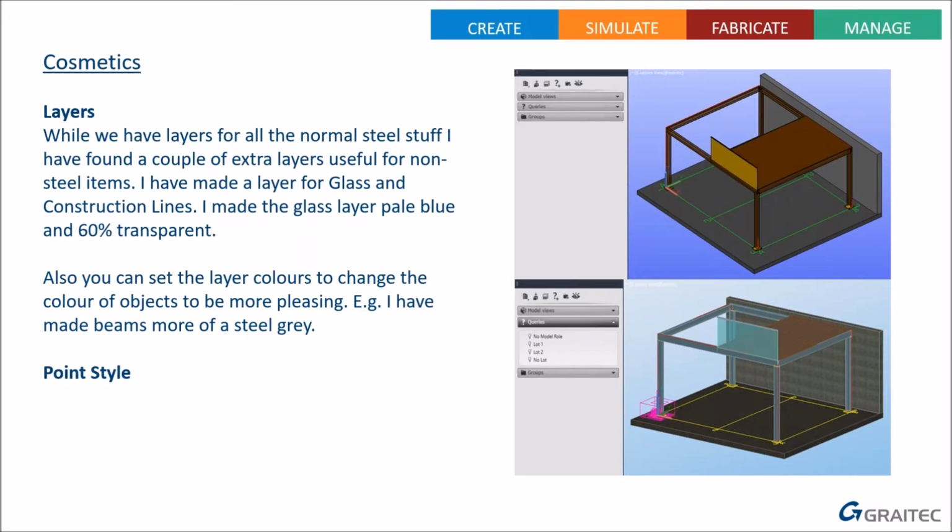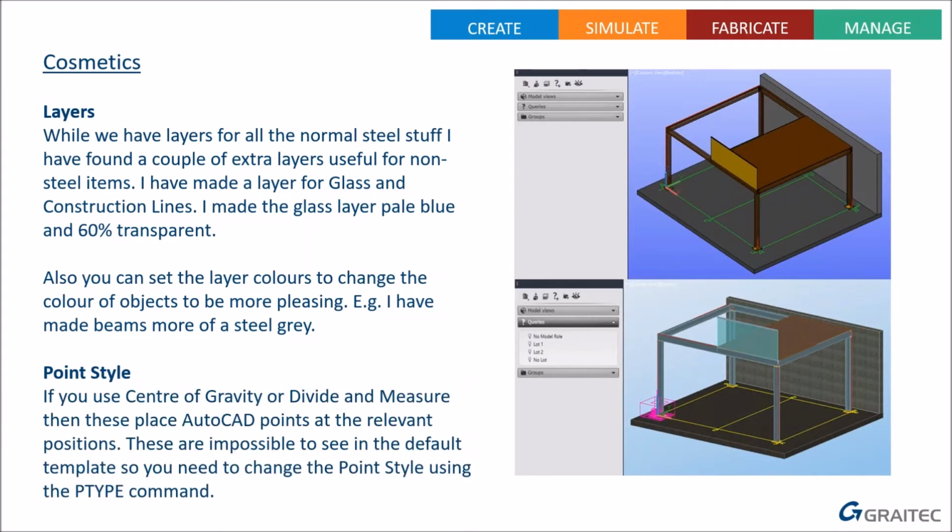Then, a fairly minor point, but still worth doing, is the point style. If you use the center of gravity and weight calculation command, or use the divide and measure command, they both place AutoCAD points at the interesting points. The trouble is, those points are minuscule little specks that you can't even see. Unless you know exactly where they are, you might just about be able to find them. But they're no good like that. So I recommend you type in the command ptype. Yes, here it is down here, ptype. So you can change the point style to something much more big and obvious.